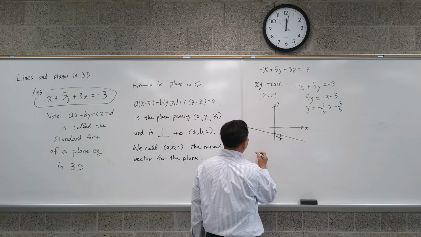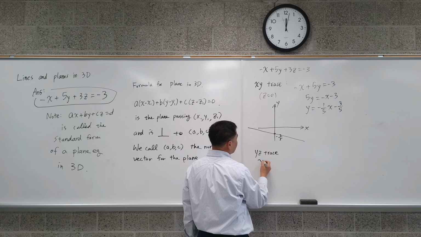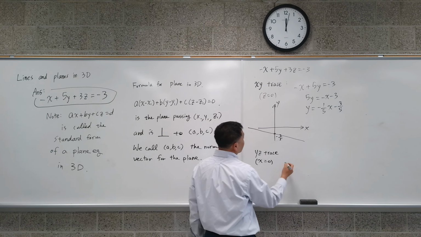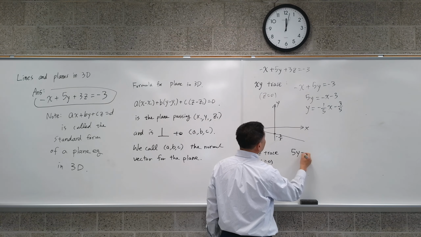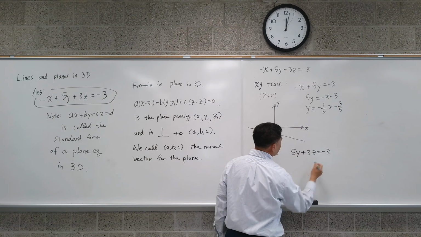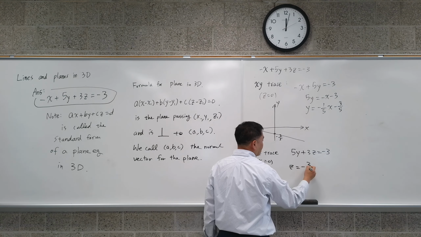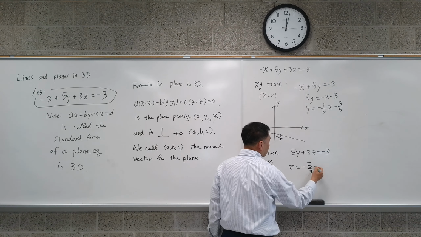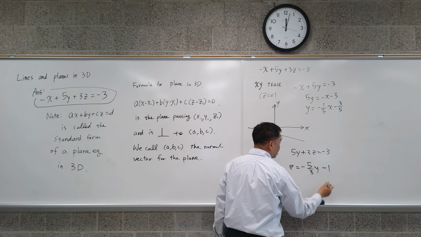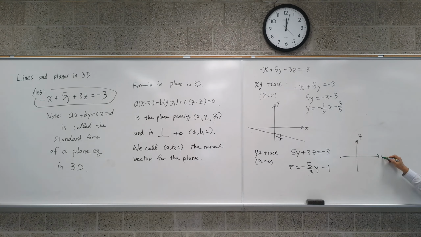And then what about the yz trace? The yz trace would be setting x at 0. That gives you 5y plus 3z equals negative 3. If I solve for z, this will be negative 5/3 y, and then minus 1. So if I have the z-axis and the y-axis, here's negative 1, and then you have this.